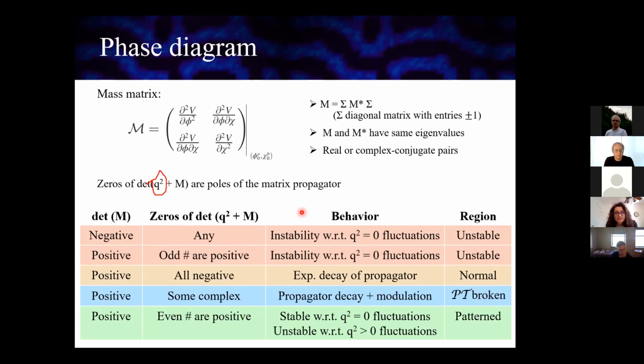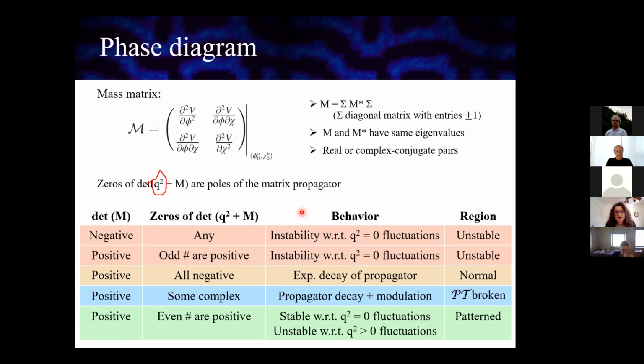Now, if all of the zeros are negative, then we're going to get exponential decay of the propagator, which is just the normal thing we see in any normal field theory. If some of these zeros are complex, then it's going to be like a PT broken region, and the propagator is going to decay still, but with a sinusoidal modulation, but nothing sick about that. It's just sort of like a normal region.